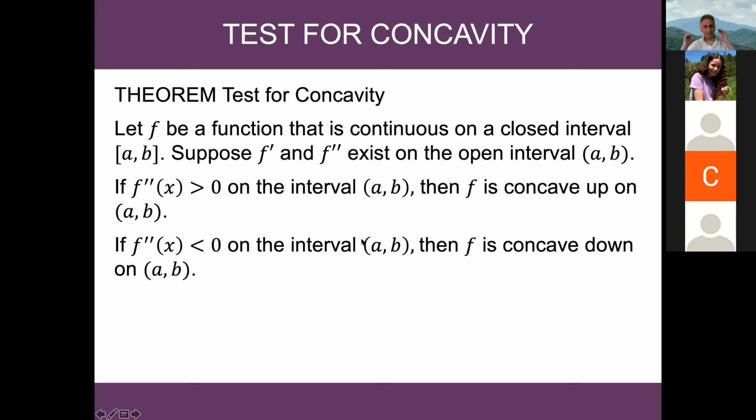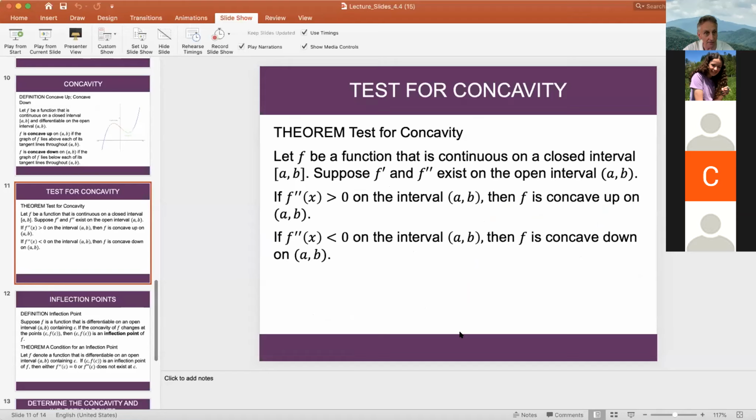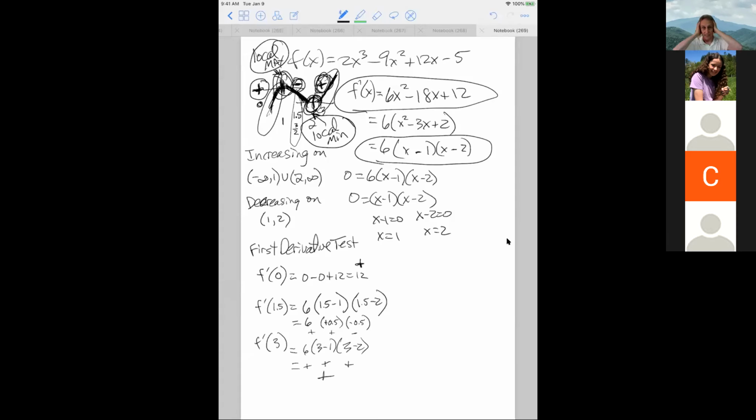So notice this. This is the second derivative test. If the second derivative is greater than 0 on the interval, then it's concave up. And if the second derivative is less than 0, if it's negative, then it's concave down. All right? So let's go back to the problem we just did. I'm going to share a new screen and go back to my iPad, and bring up again what we just did with this problem. Concave up and concave down, okay?